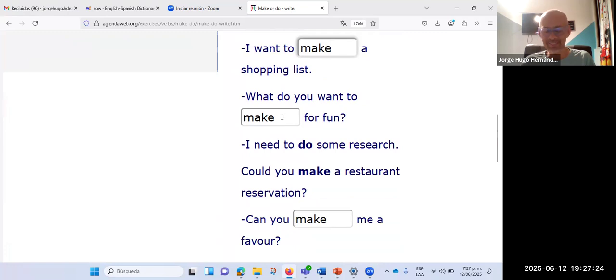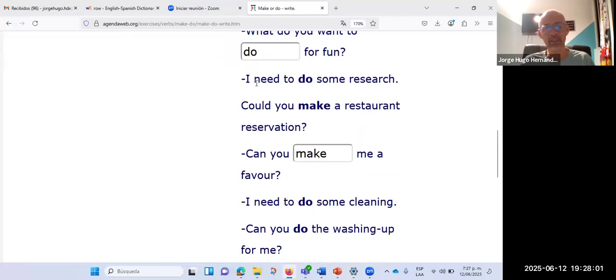And there are some cases where it's difficult to understand the difference, because most of the times we use make in order to produce fun, no? To produce fun, to make someone smile, to make someone fun, we use make. But in this special case, what do you want to do for fun? Okay, that's the right answer.